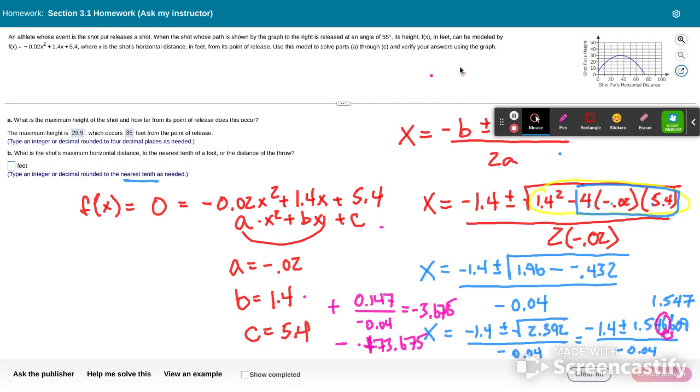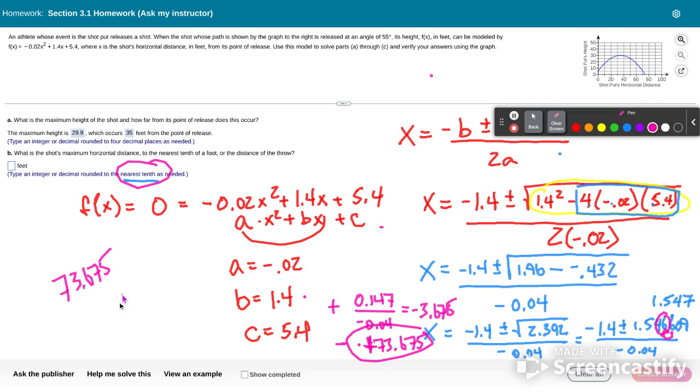So that actually means quadratics are kind of special in that we can model situations, we can create these equations, and then from those equations, we can go from there. So quick recall, we have this answer, negative or positive 73.675. They ask us to round it to the nearest tenth.